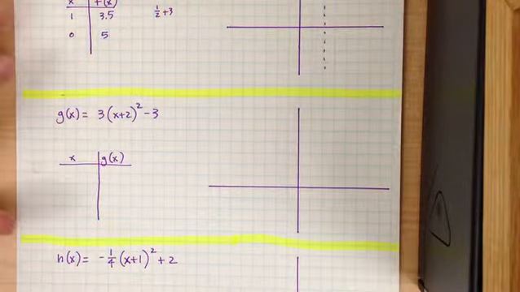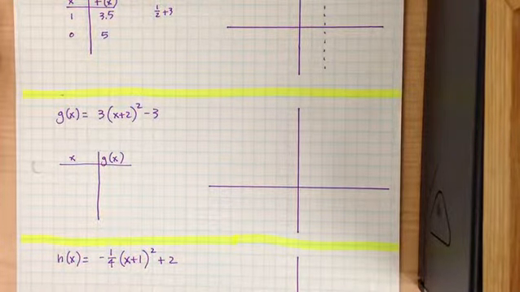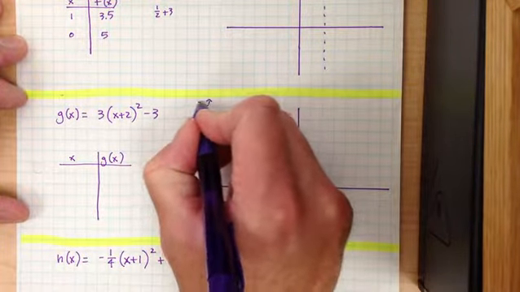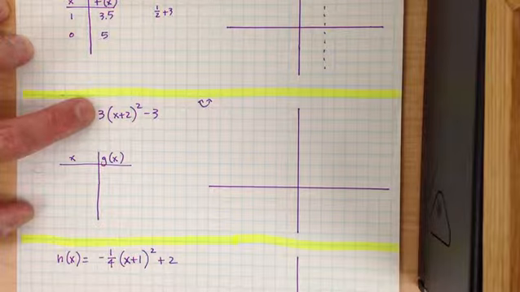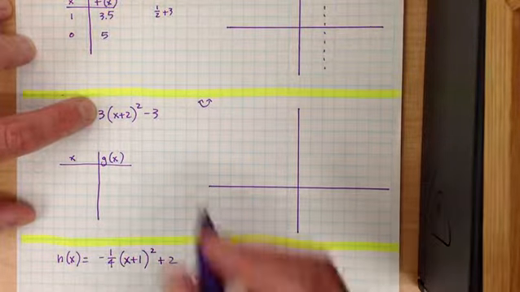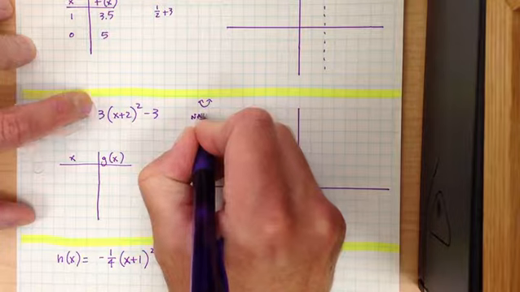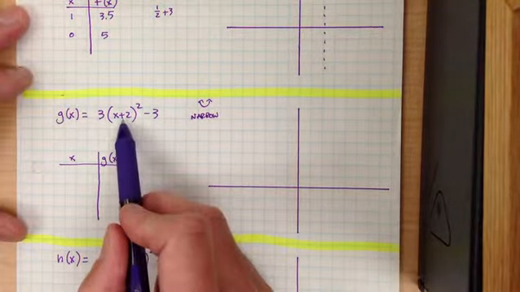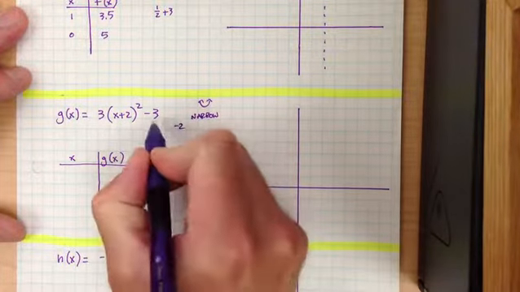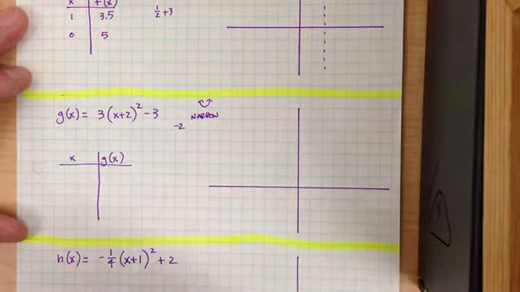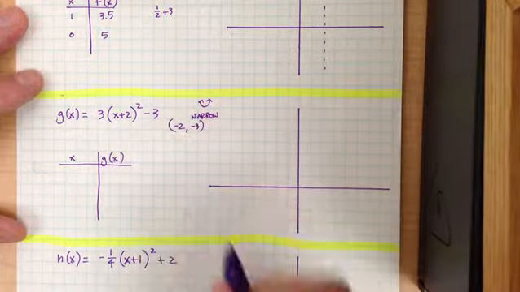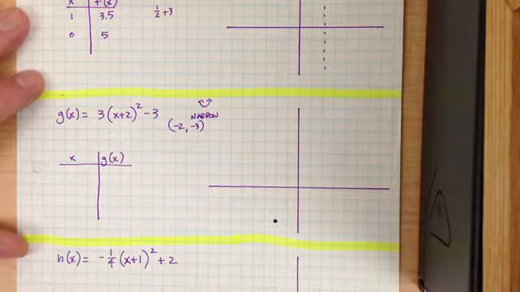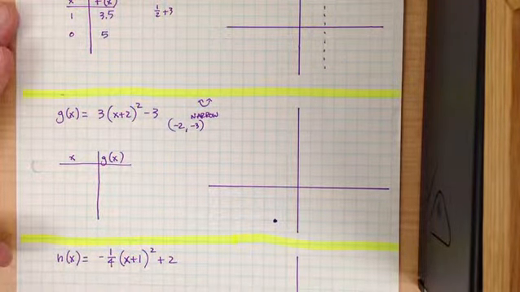Let's take a look at g of x now. Okay, I'm looking at my a value. It's positive. I know it opens up. The absolute value of 3 is greater than 1, so I know my parabola will be on the narrower side. I take the opposite of this, -2, and the same as on the back end, -3. -2, -3. That is the vertex of this parabola.